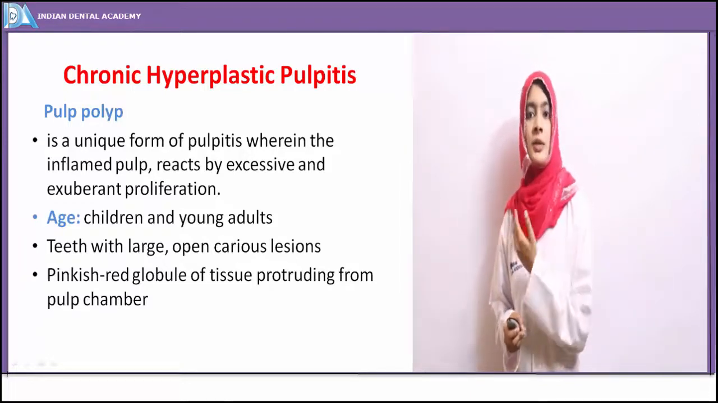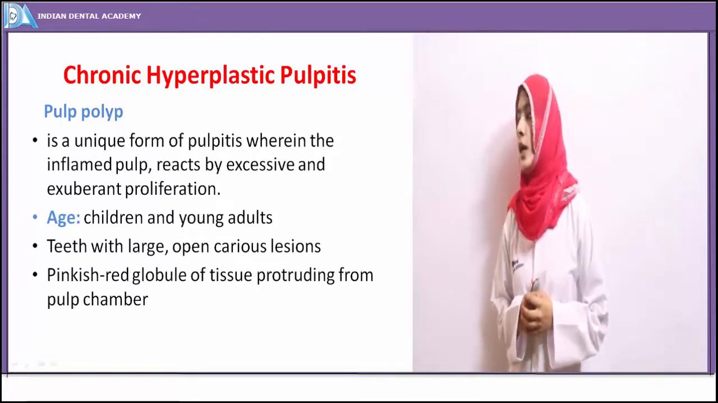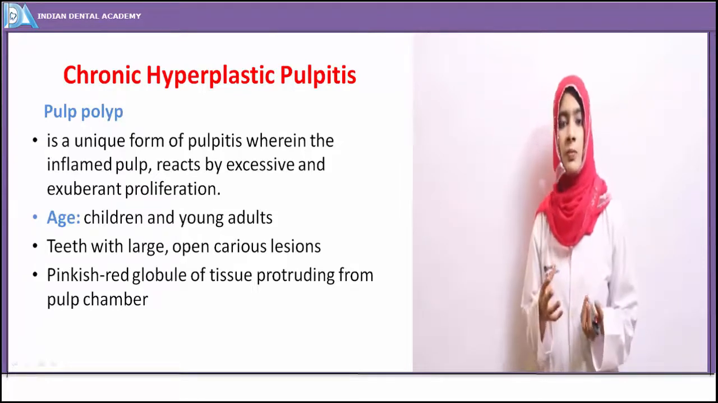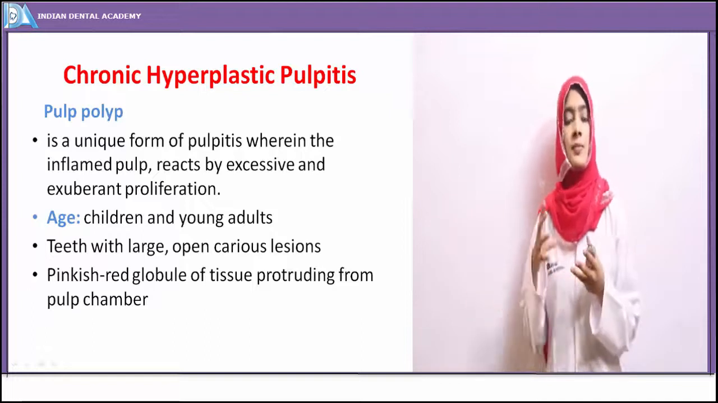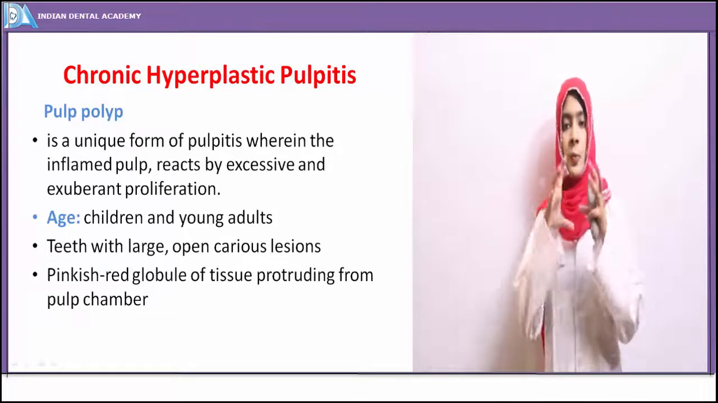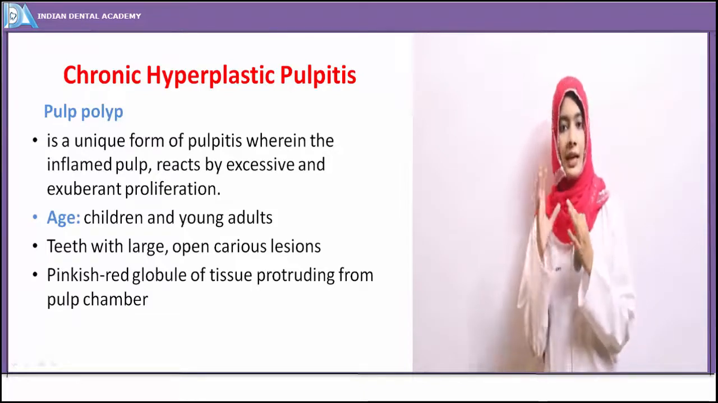Okay, that is nothing but chronic hyperplastic pulpitis, also known as pulp polyp. It is a unique pulpitis where, when the pulp is inflamed, it reacts by proliferation of tissues. So the connective tissue becomes proliferative in nature, and it shows the characteristic appearance of a polyp-like thing in the pulp. This pulp polyp is basically a granulation tissue.